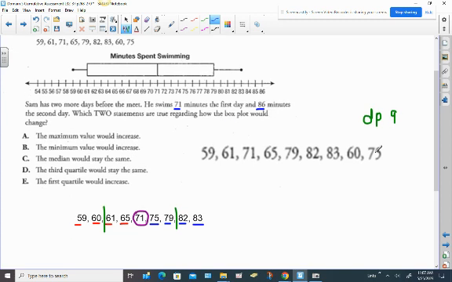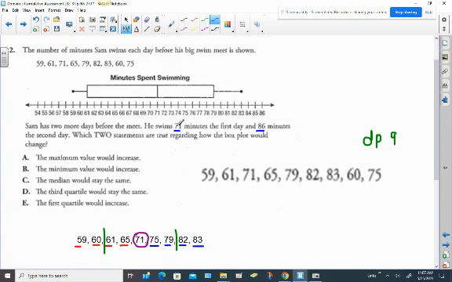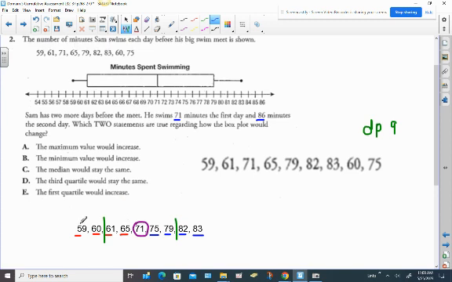So if we take the numbers before we add these two data points in, and we put them in order from least to greatest, we have 9 data points. We would put 59, then 60, then 61, then 65, then 71, then 75, then 79, then 82, and then 83. So here's the data set ordered.